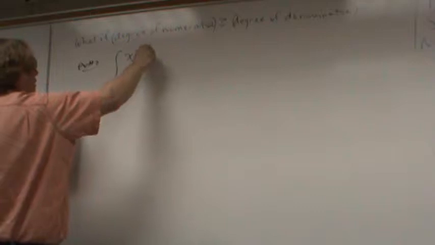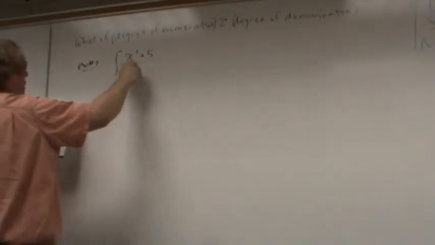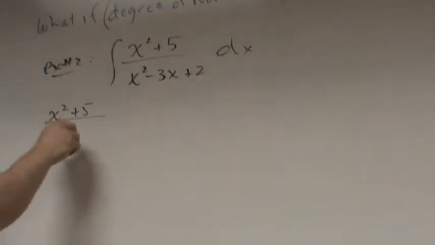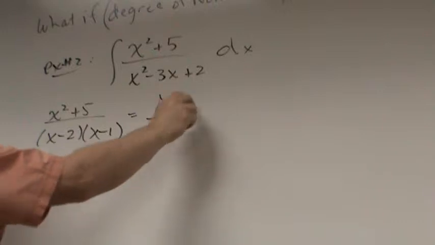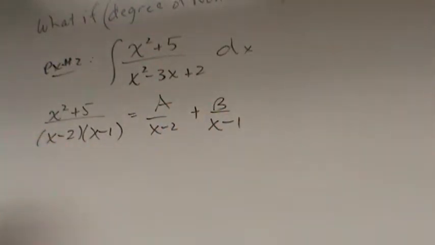Suppose I have the integral of (x squared plus 5) over (x squared minus 3x plus 2), okay? If I just did partial fraction decomposition, so I'm going to zip through this, then I'd be saying (x squared plus 5) over (x minus 2)(x minus 1) equals a over (x minus 2) plus b over (x minus 1).